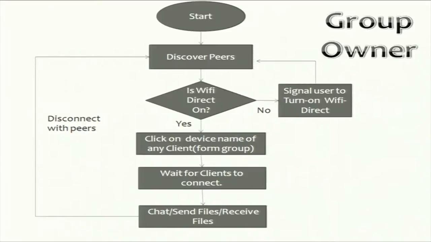As the flowchart shows, first, in the group owner side app, the group owner will discover peers. If Wi-Fi Direct is not on, then he will have to loop through, and once Wi-Fi Direct is on, he will click on the device name of any client.